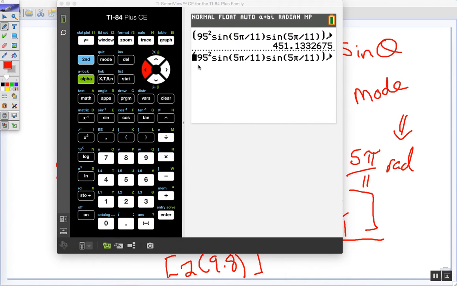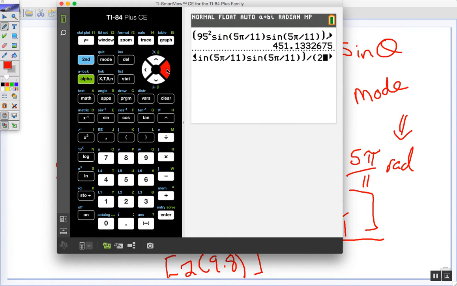All right, so this is what it looks like when you enter it into your calculator. So one parentheses here, 95 squared sine of 5 pi over 11 times the sine of 5 pi over 11. And then when I write in divided by, sorry, it takes a little while.